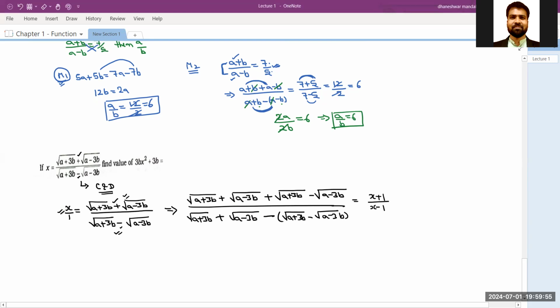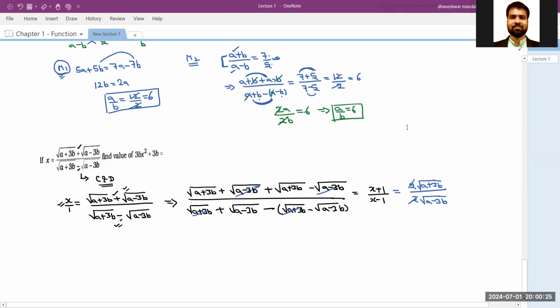Now see what term will be remaining here. This term will cancel, and also this term with this. Then from here I get 2 times root over a plus 3b, and from here 2 times root over a minus 3b. So 2 will be cancelled out. And I have to find 3bx squared plus 3b. So this is nothing but 3b; if I take 3b common, then this is x square plus 1.